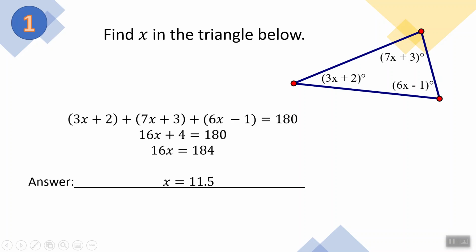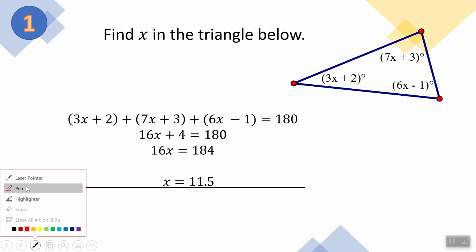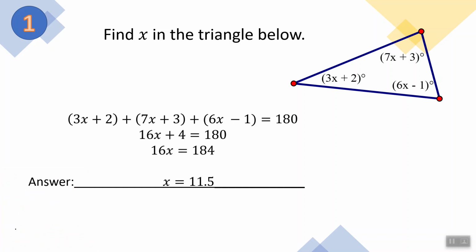Looking at this triangle, you have three angles. So 3x plus 2, 7x plus 3, and 6x minus 1 equal 180. 3x, 7x, 6x gets you 16x. 2, 3, and negative 1 gets you 4. And when you're solving this equation, the student got 184.